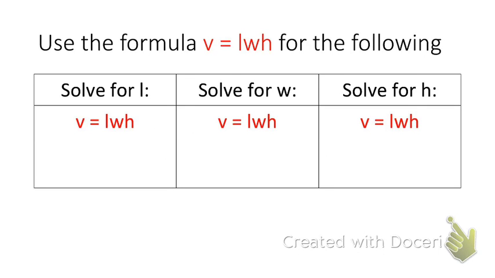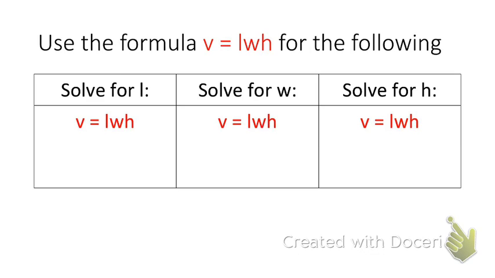So today our primary formula is going to be the formula V equals LWH. We're going to solve this in three different ways just to show you how easy it is and the benefits of solving the formula first. V equals LWH is how you find the volume of a rectangular prism, of a cube. V is volume, L is length, W is width, H is height.